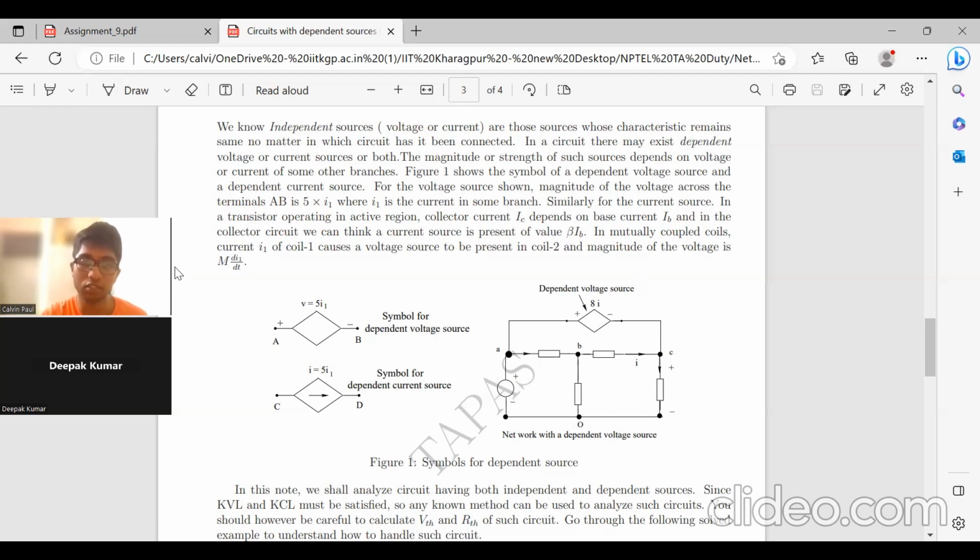So for a voltage source, the magnitude of voltage across terminals AB is given over here as phi into I1, where I1 is some current in some branch. Similarly, for the current source, in a transistor operating in active region, collector current IC depends on the base current IB. In the collector circuit, we can think of a current source of value beta into IB. For a BJT, collector current is given by beta into IB, so when you draw the small signal model, you get an equivalent current source whose magnitude is beta into IB. In mutually coupled coils, current I1 of coil 1 causes a voltage source to be present in coil 2, and the magnitude of the voltage is M into dI1 by dt. Do you remember coupling coils which we studied?